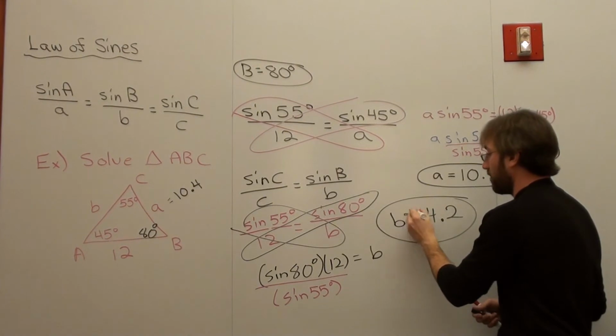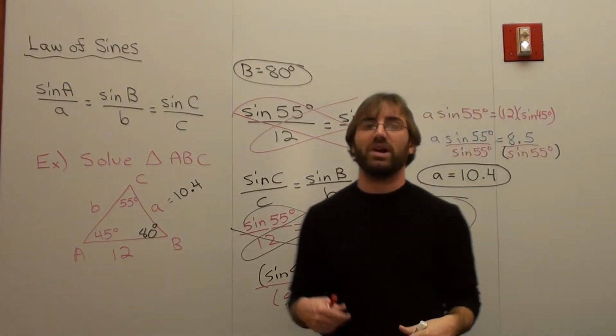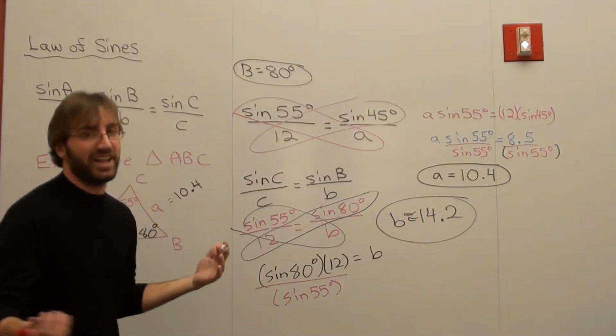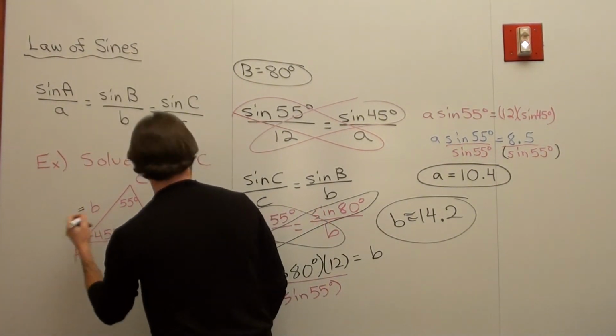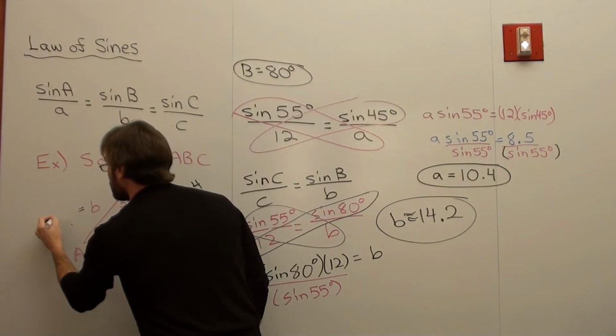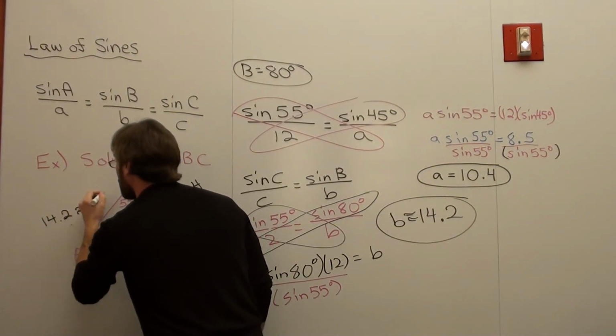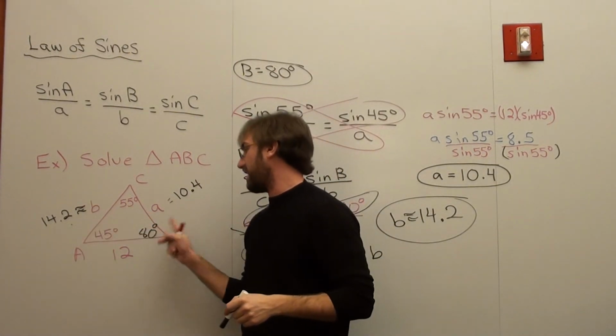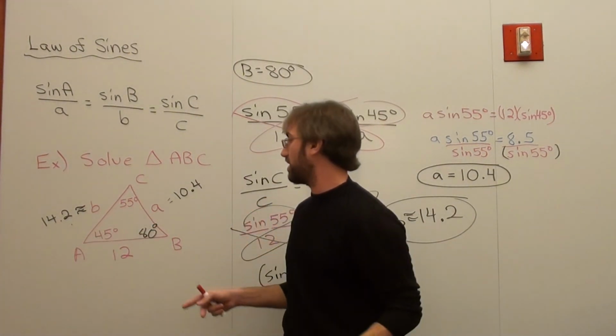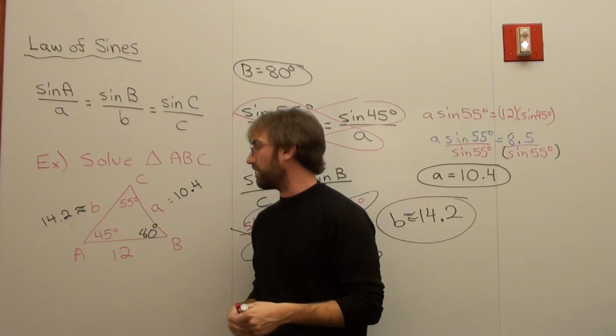I round sides to the nearest tenth when all's said and done, and I round angles to the nearest degree. I just find that it makes it easier for students and it's easier to teach it that way too. B is 14.2, approximately. These are approximations, they're not exact. This is obviously exact because it equals 180 degrees for all three of them.